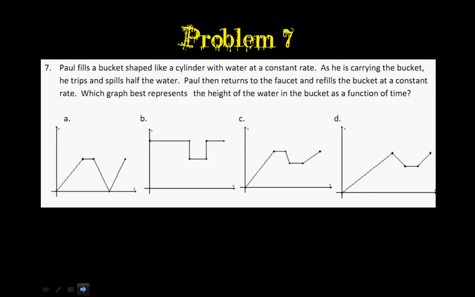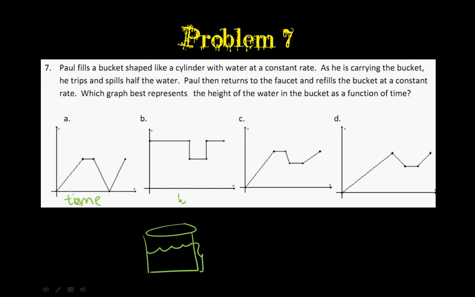Number 7 says, Paul fills a bucket shaped like a cylinder with water at a constant rate. As he is carrying the bucket, he trips and spills half the water. Paul then returns to the faucet and refills the bucket at a constant rate. Which graph best represents the height of the water in the bucket as a function of time? So they're measuring what this height is. And so every place on this graph has to tell us how high the water is at that precise moment. So we can label our axes.